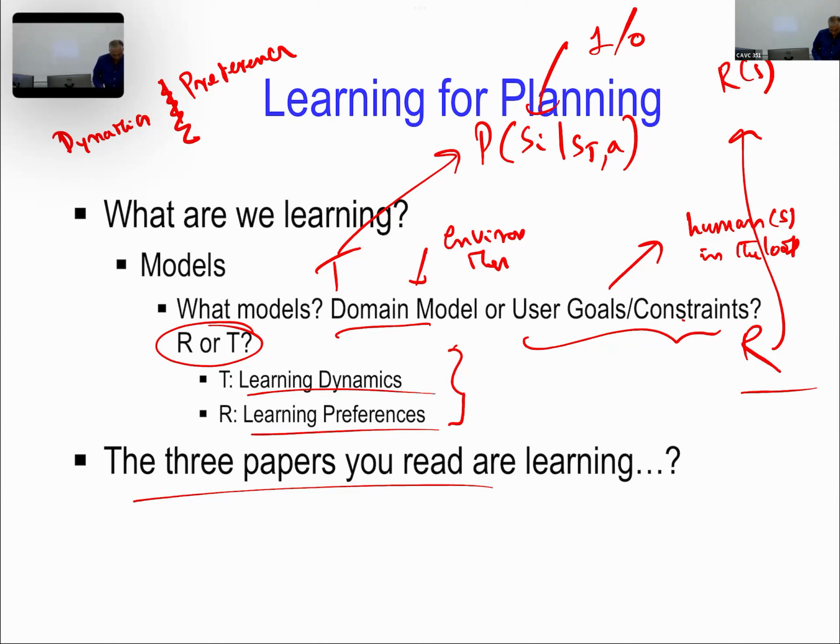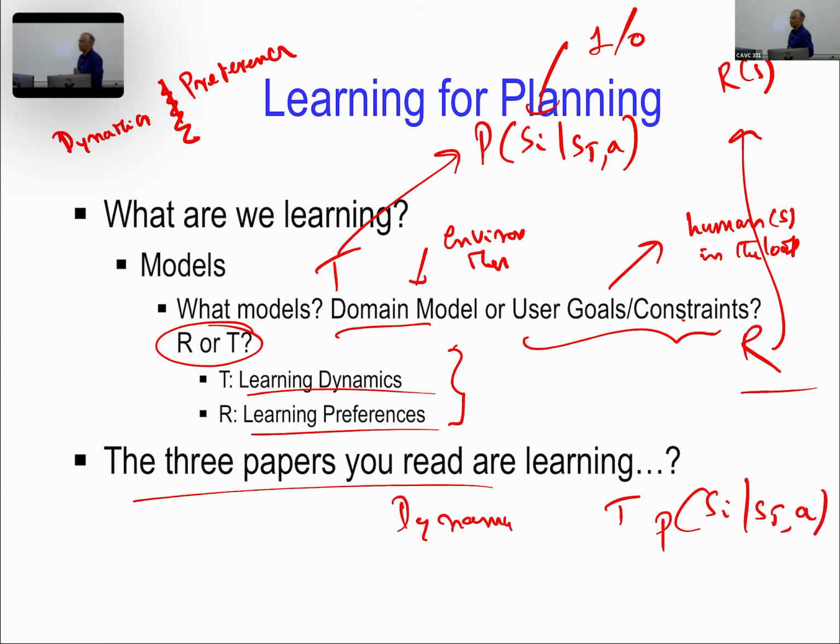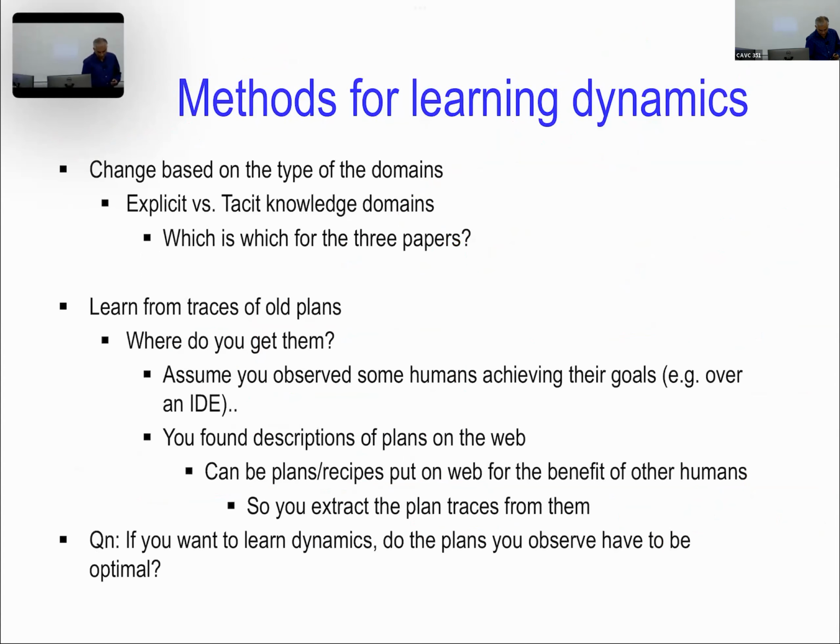So the three papers that you looked at are all dynamics. They're all basically learning P of S_i, S_j given A. That's it. That's what they're learning. And figuring out how they do that is half of the fun. So the methods for learning dynamics change based on the type of the domains.